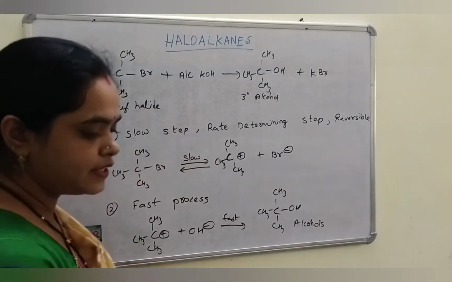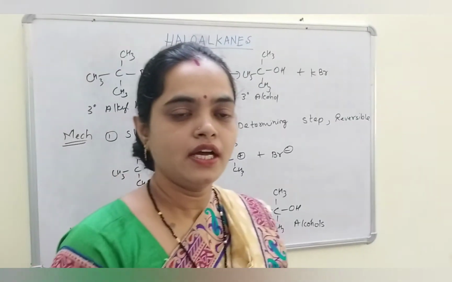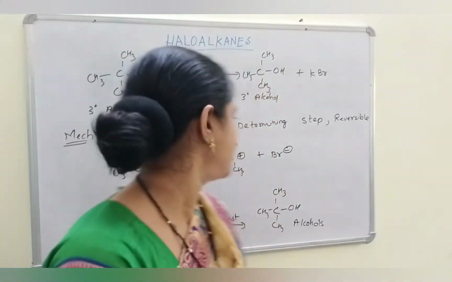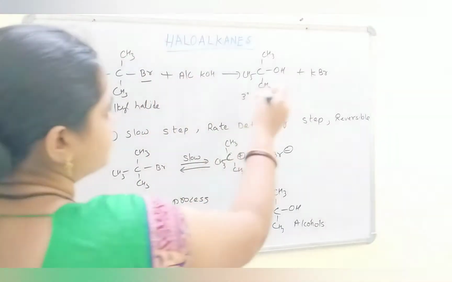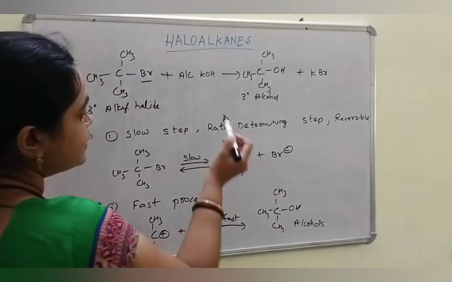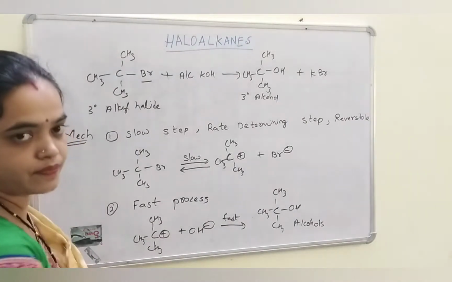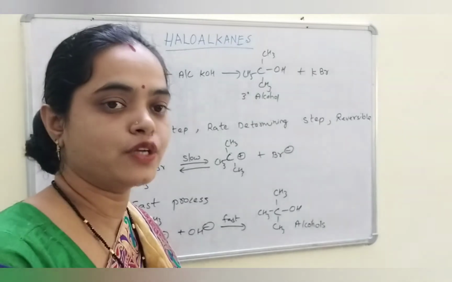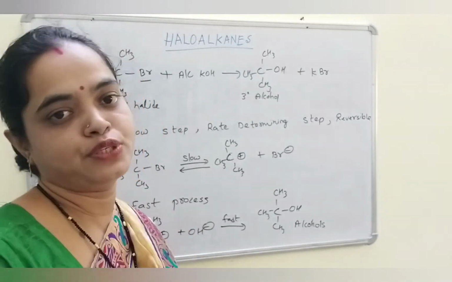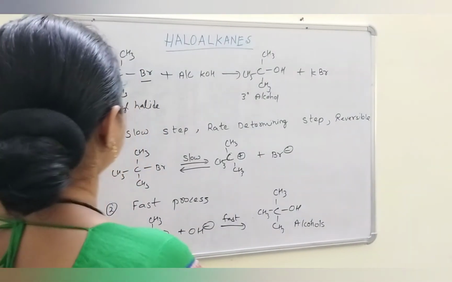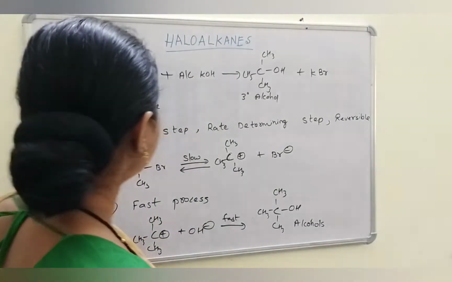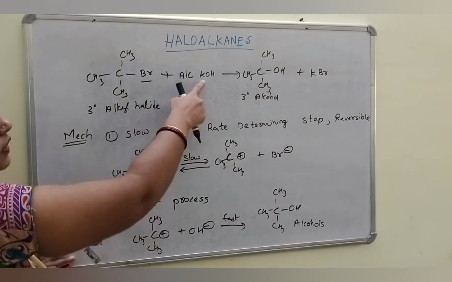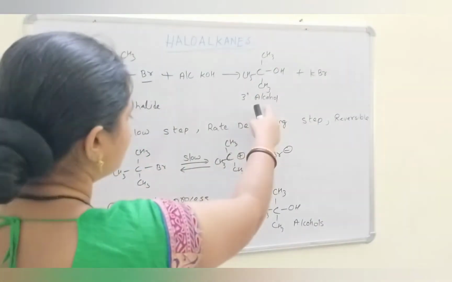So, these are nucleophilic substitution reactions. Why? Because the nucleophile is substituted. After bromine leaves as bromide ion, the nucleophile OH is substituted in place of bromine. So these are called nucleophilic substitution reactions, and this is one example of a unimolecular nucleophilic substitution reaction. When tertiary alkyl halides are treated with alcoholic KOH, tertiary alcohols are formed.